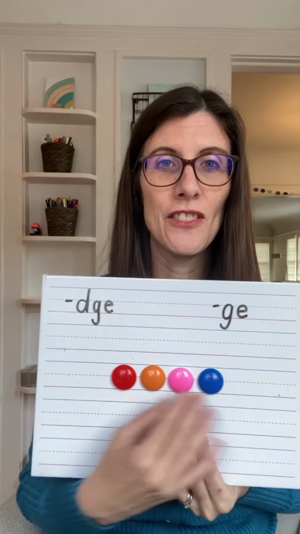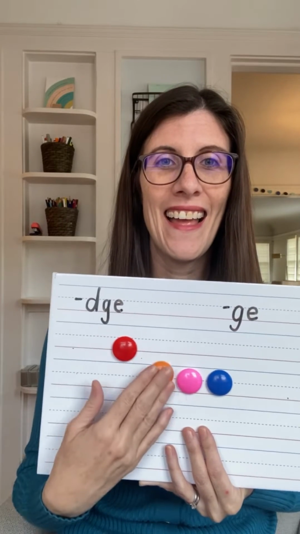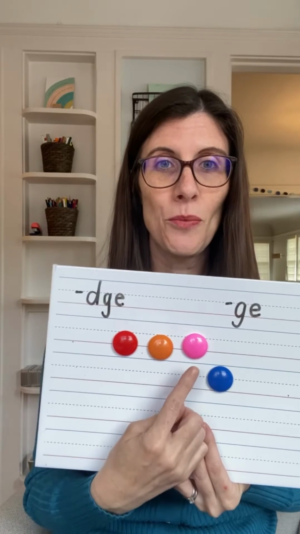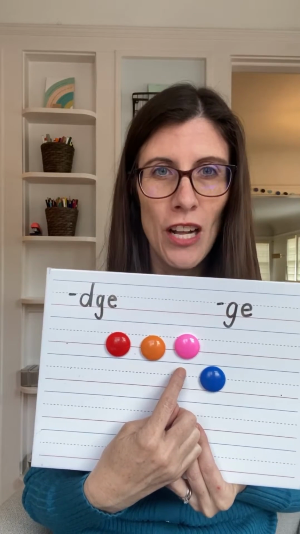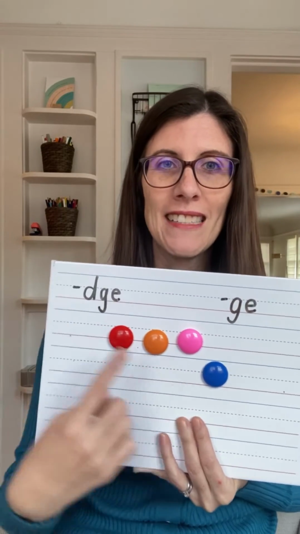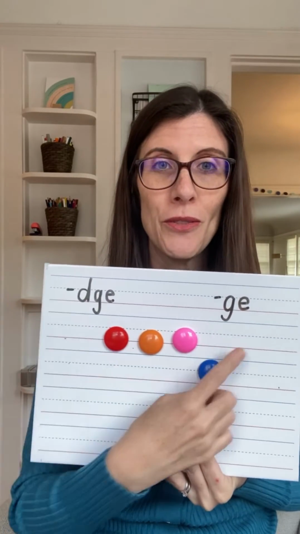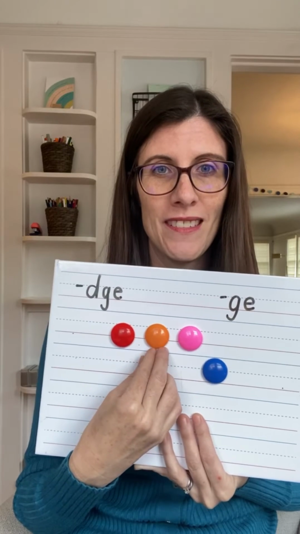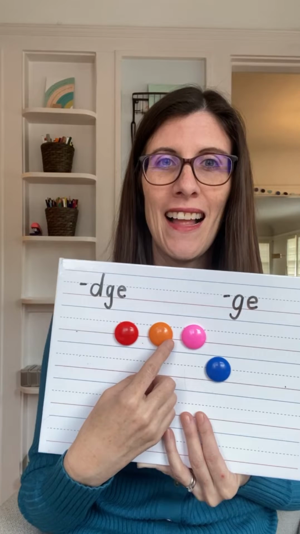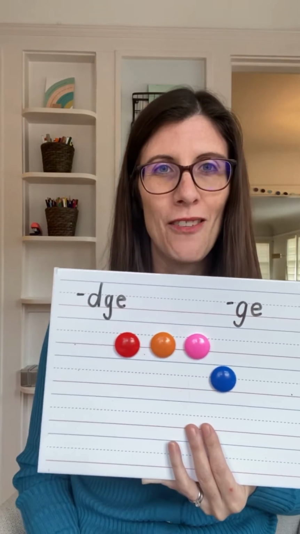So hedge, j. I'm going to say something like, this word ends in the sound j. We know that English words do not end in the letter J, so we need to decide which one we're going to use to spell the J sound. So let's listen for the sound before. Hedge, j. What sound came before J?